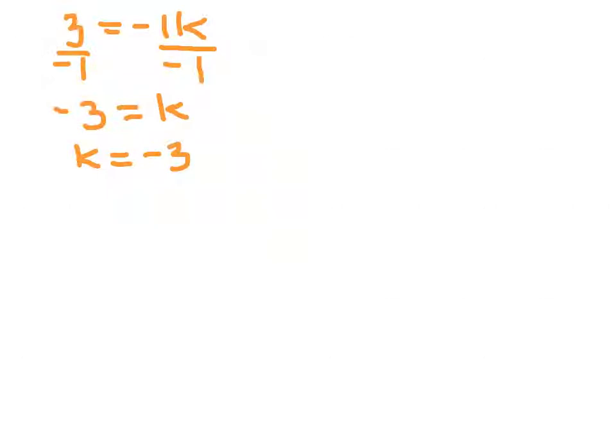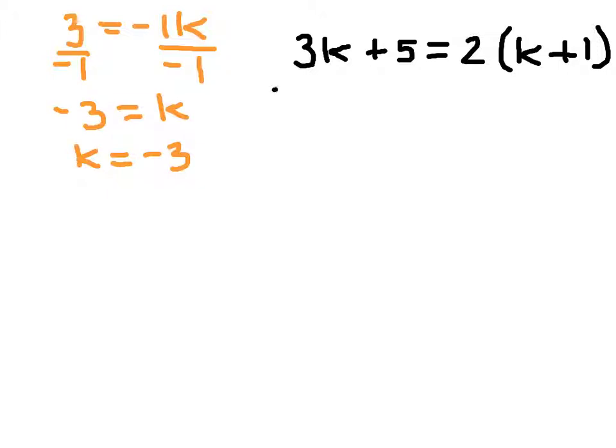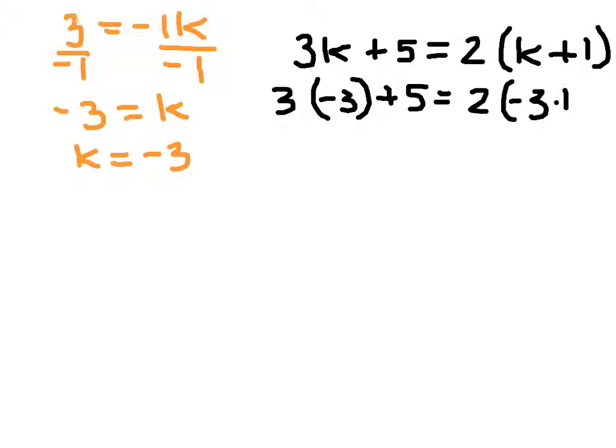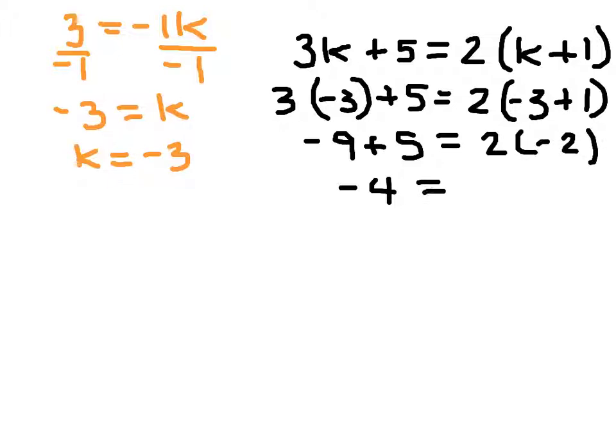So the original equation was 3k plus 5 is equal to 2 times k plus 1. So that gives us 3 times negative 3 plus 5 is equal to 2 times negative 3 plus 1. So this gives us negative 9 plus 5. That gives us negative 4 on this side. And this gives me 2, and then if I do what's in the parentheses, negative 3 plus 1 is negative 2. And sure enough, I get negative 4 is equal to negative 4, and that checks.